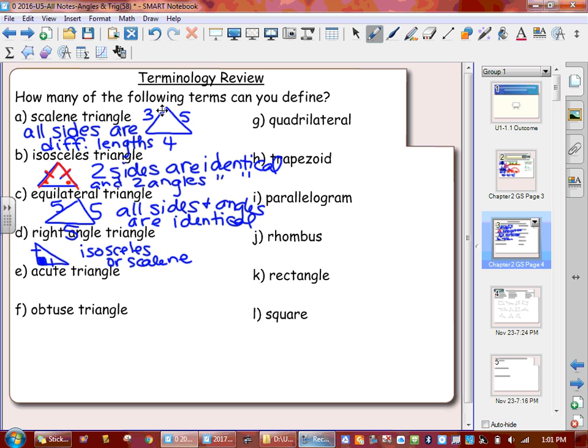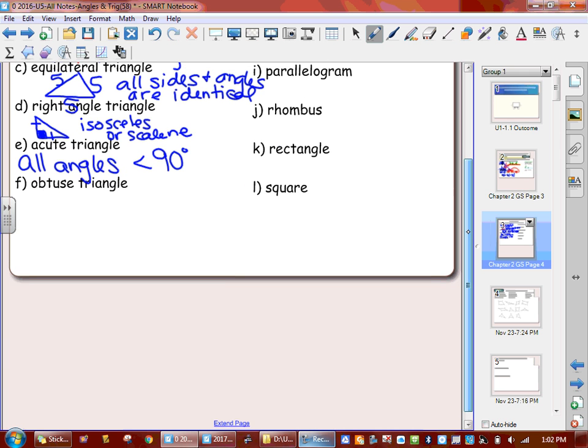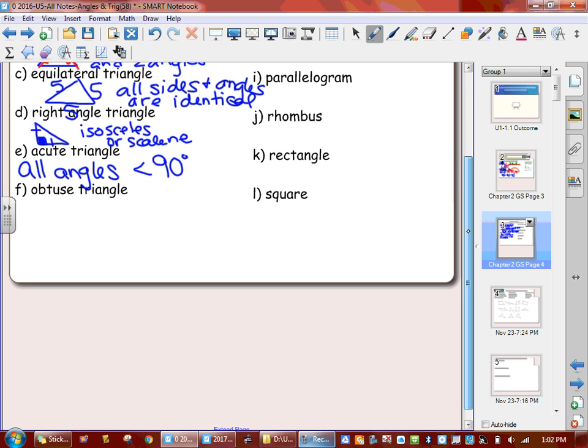An acute triangle. Is that where all the angles are below 90 degrees? Perfect, well said. So all angles are less than 90 degrees. I'm going to raise it up for you so you can see better from the back there. Let me know if I've moved it up too far. Are we okay there? Make sure you're writing this stuff down, guys.